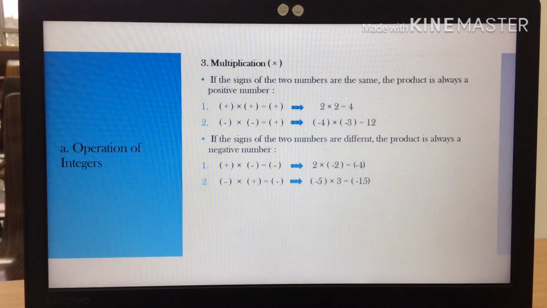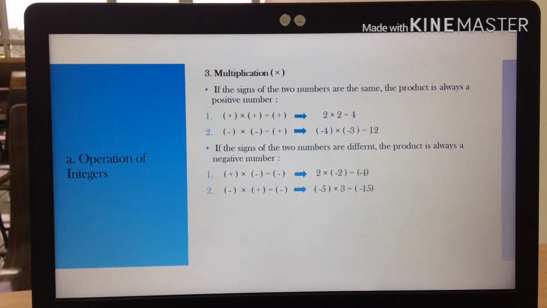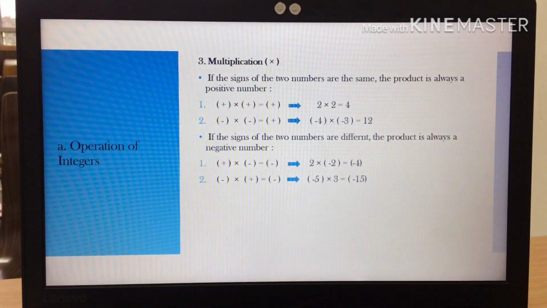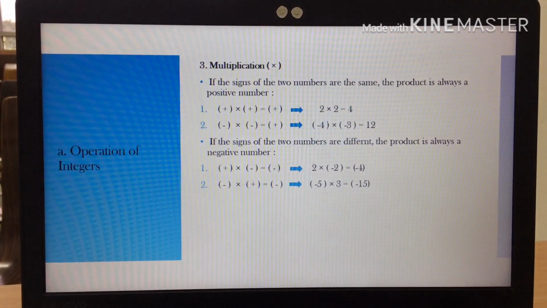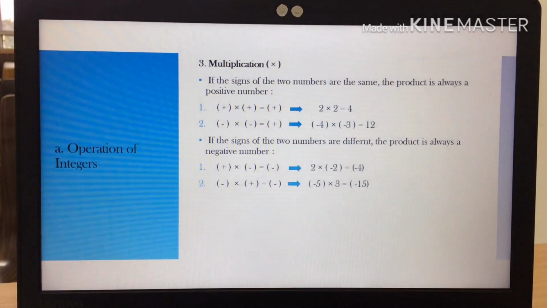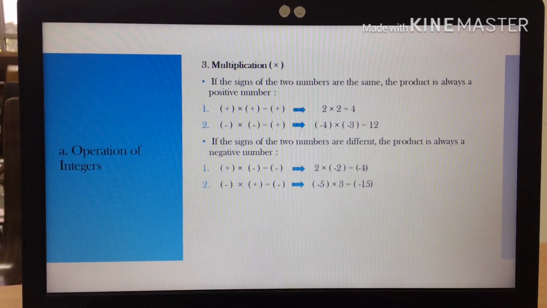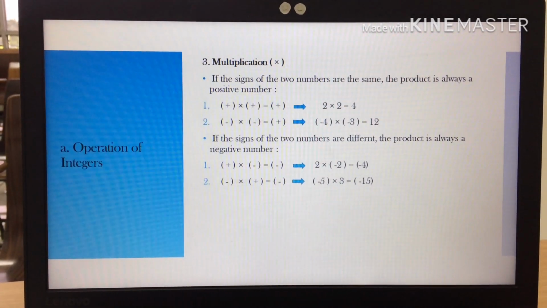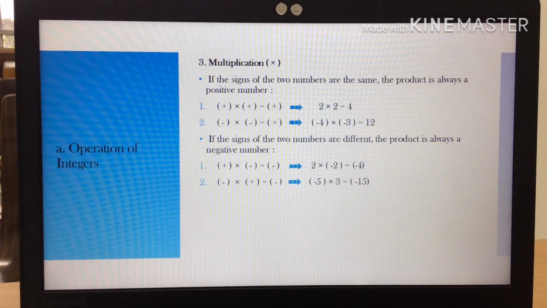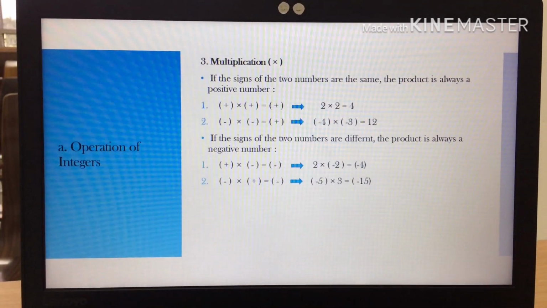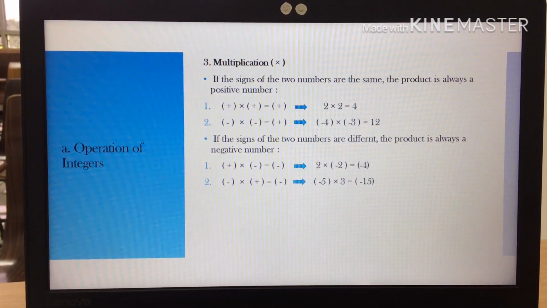And the second, if the sign of the two numbers are different, the product is always a negative number. The first formula, positive times negative equal negative. For example, 2 times negative 2 equal negative 4. The second formula, negative times positive equal negative. For example, negative 5 times 3 equal negative 15.